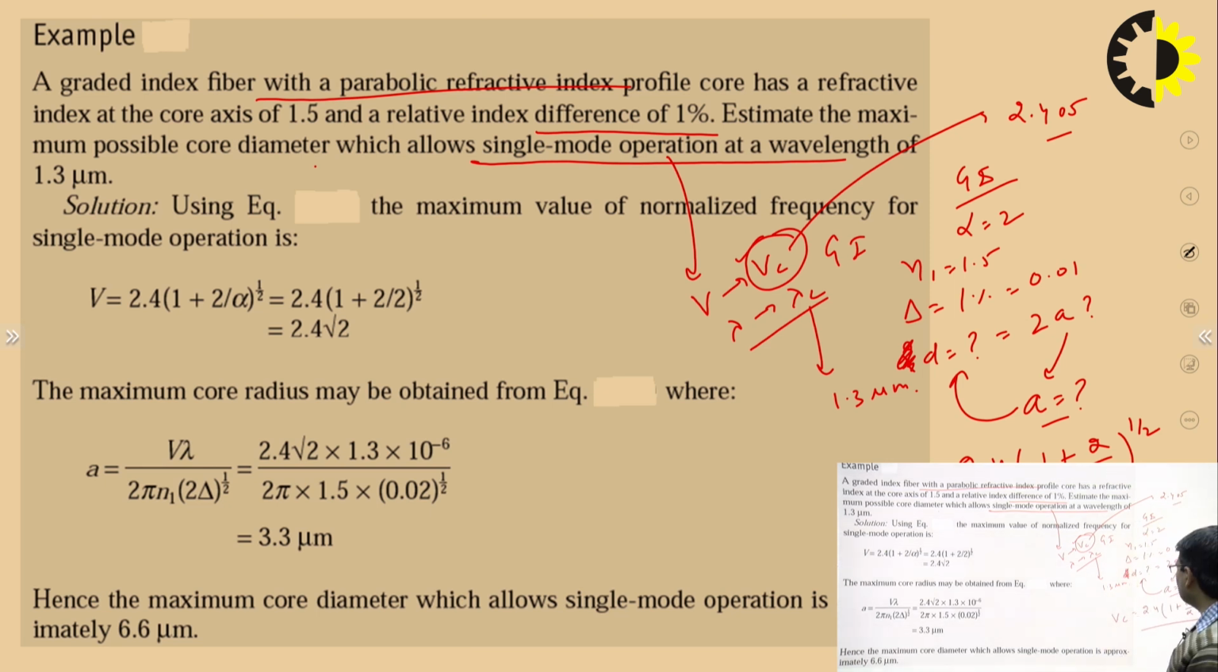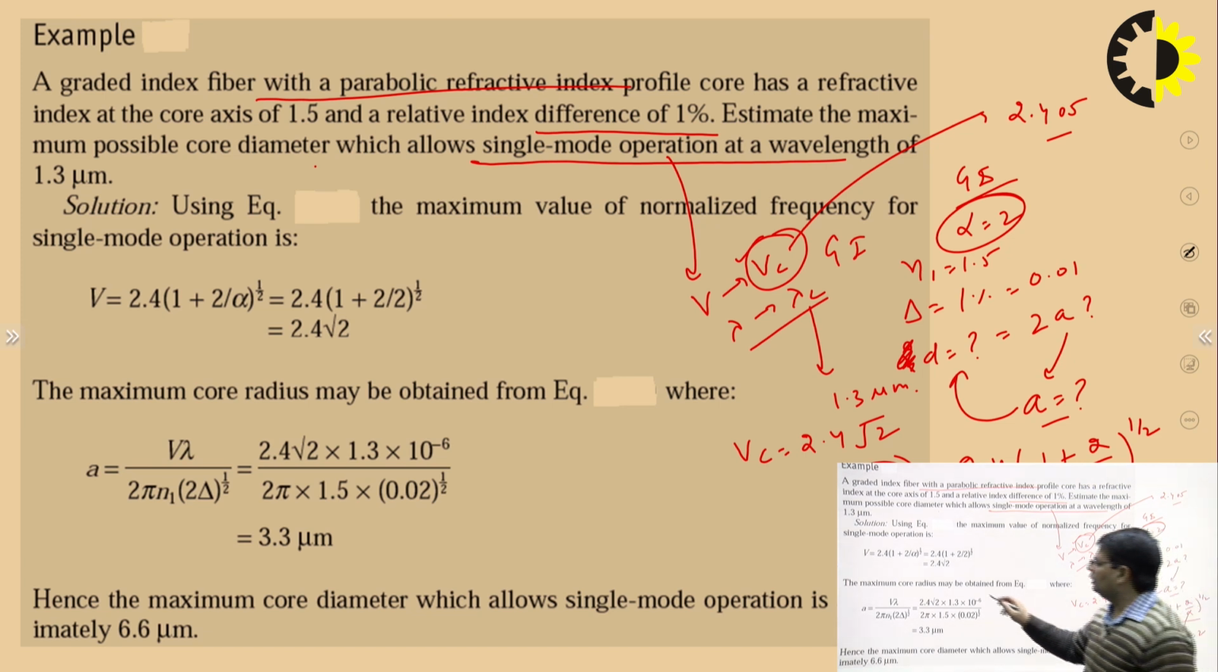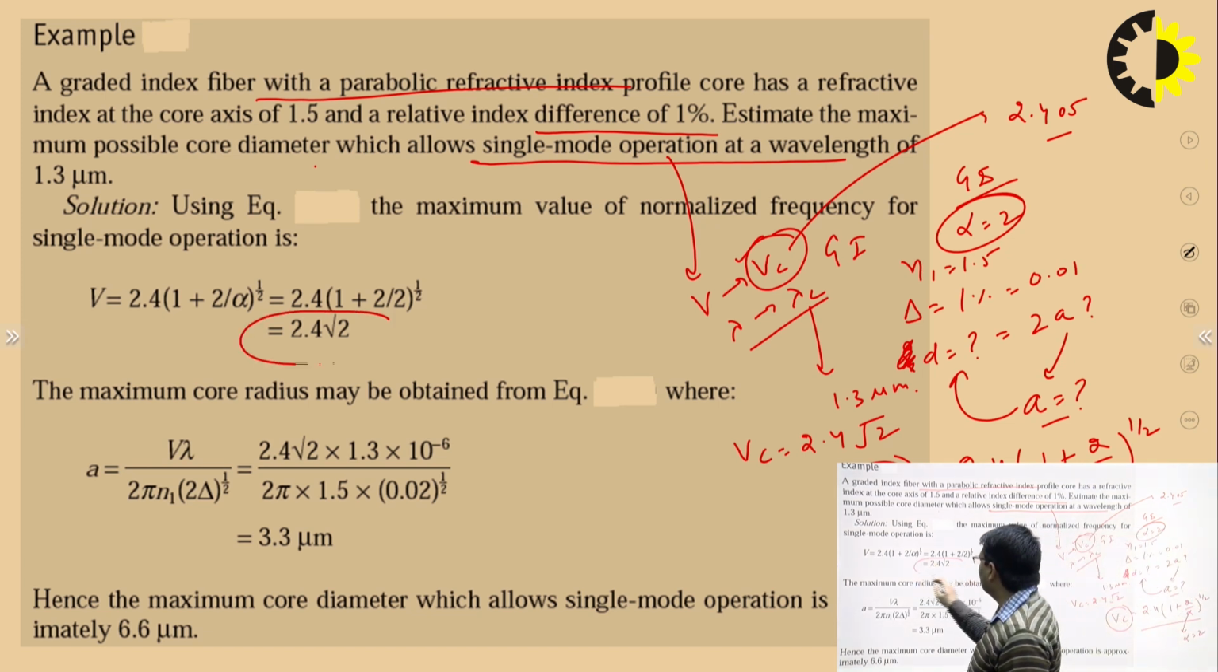So we will compute the cutoff value Vc as 2.4 into 1 plus 2 by alpha power 1 by 2. Alpha is taken as 2 because a parabolic profile is given here. So for the parabolic profile, alpha equal to 2. So using alpha equal to 2, we will calculate Vc equal to 2.4 into under root 2. So in this way, we have calculated the Vc.